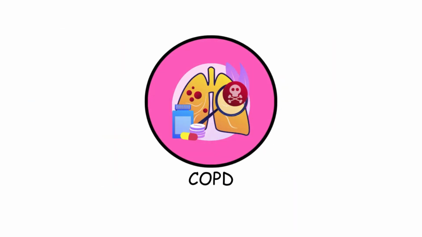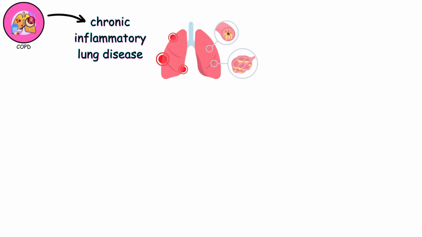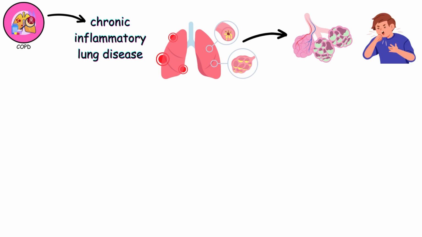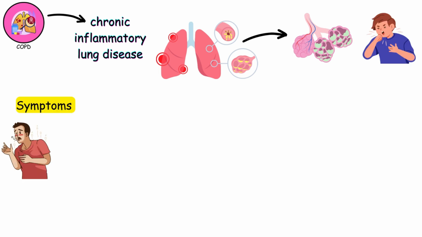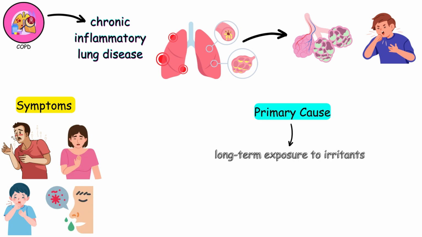COPD. COPD is a chronic inflammatory lung disease that causes obstructed airflow from the lungs. It includes conditions such as emphysema and chronic bronchitis. Symptoms include breathing difficulty, cough, mucus production, and wheezing. The primary cause is long-term exposure to irritants, especially cigarette smoke.